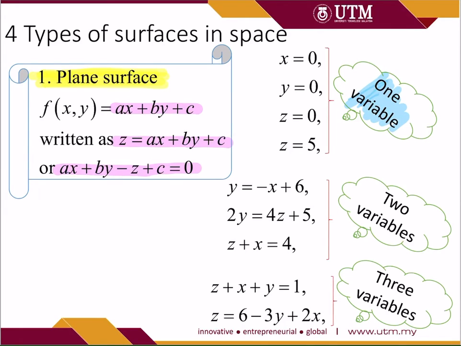two variables missing, because we only have x, or y, or z only. So for one variable here we have x equal to 0, for example, y equal to 0, z equal to 0, or z equal to 5. It can be x equal to -1 and so on. So remember, for this one variable, if you look at here, x equal to 0.